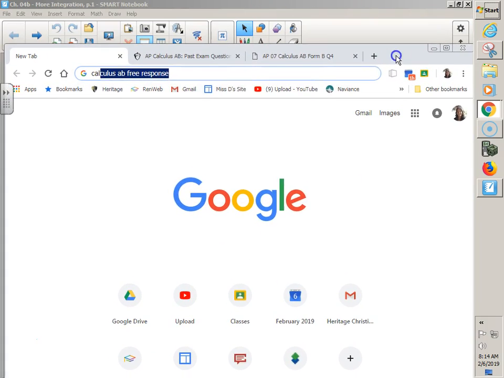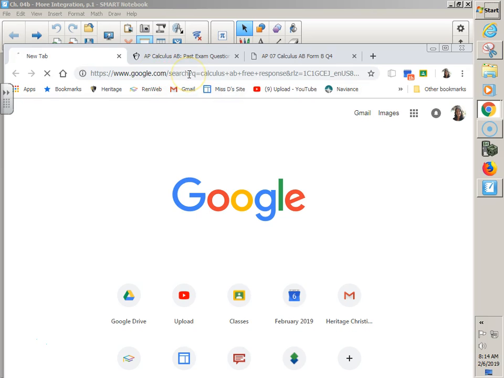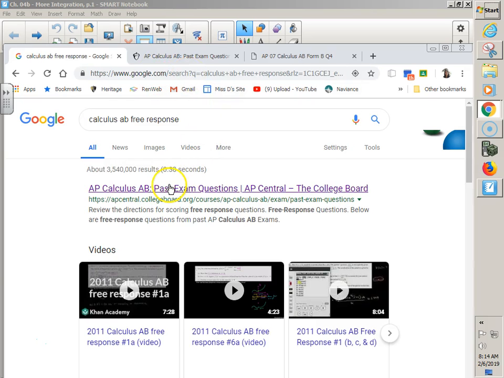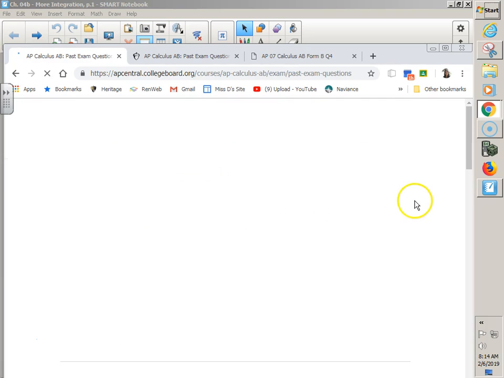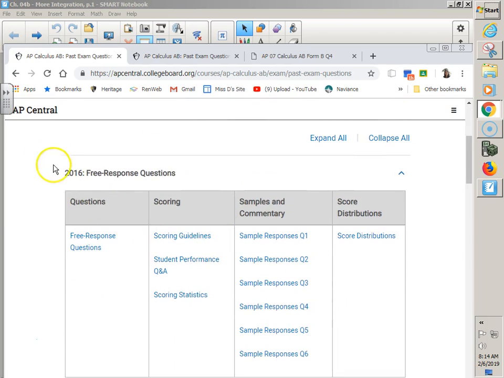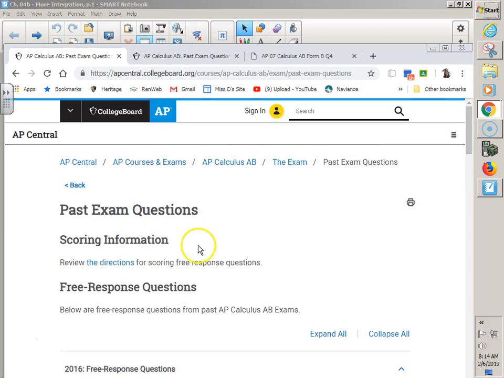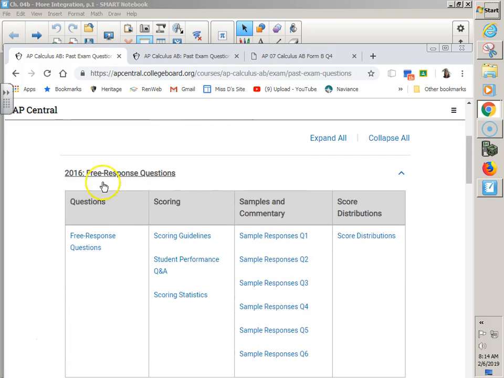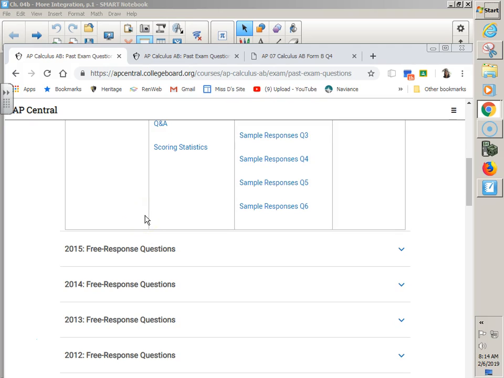Now can you see it? There you go. Or Calculus BC free response. When you type that in, the very top one should be AP Central College Board past exam questions. Starting in the most recent year, you can see what the kids saw last year on Calculus AB. They're there somewhere. But anyway, the ones that show up first are the 2016. I don't know why it's not the 2018.